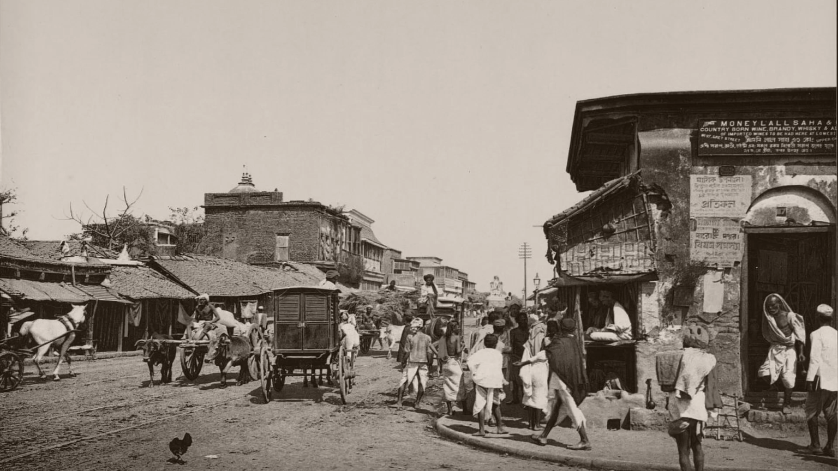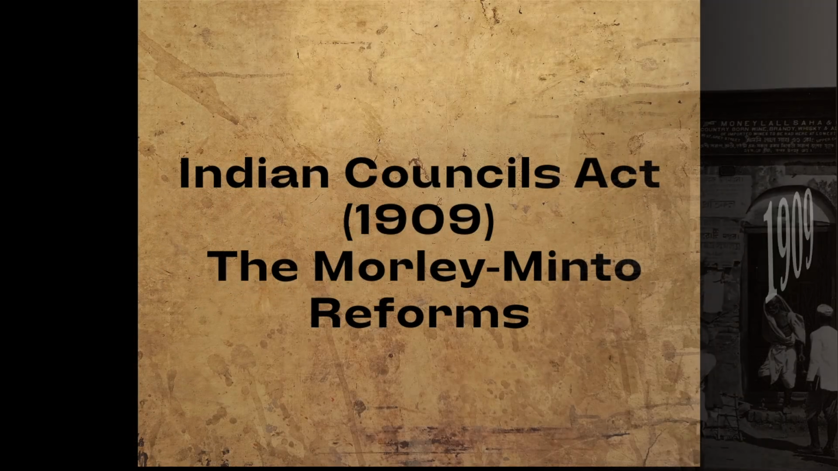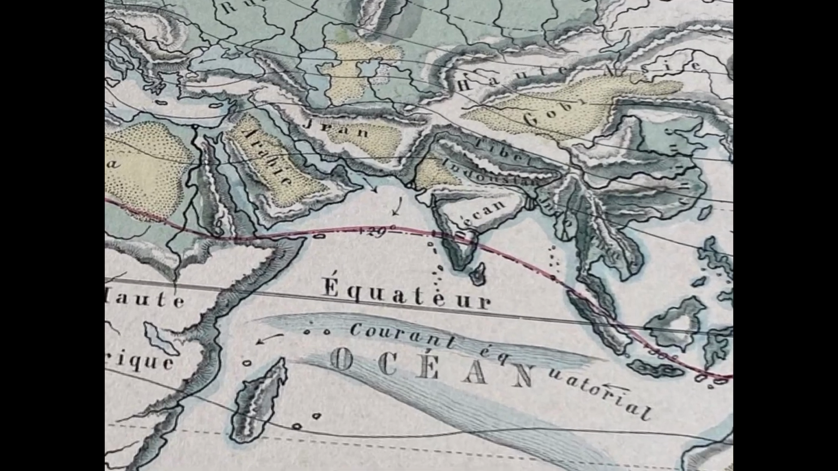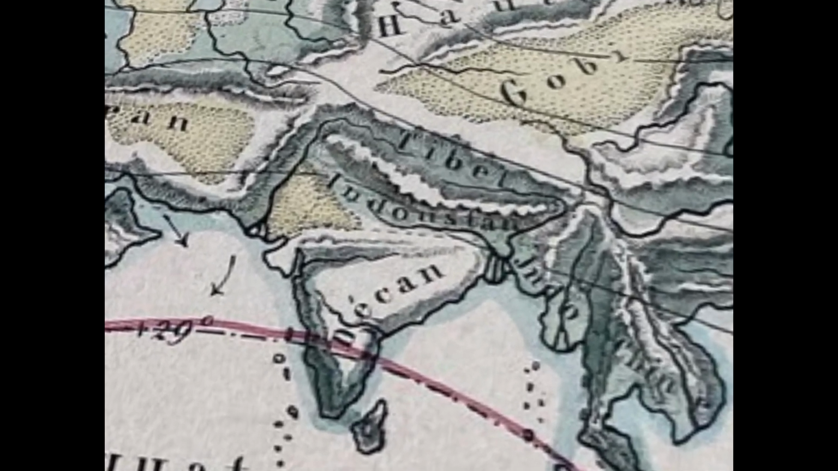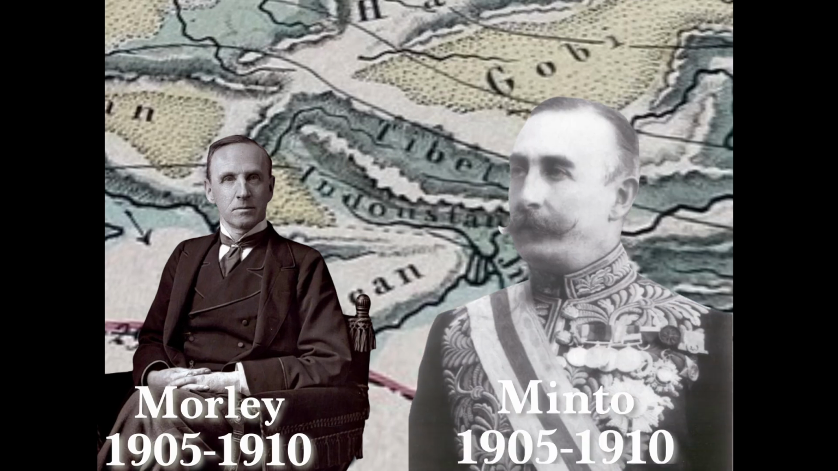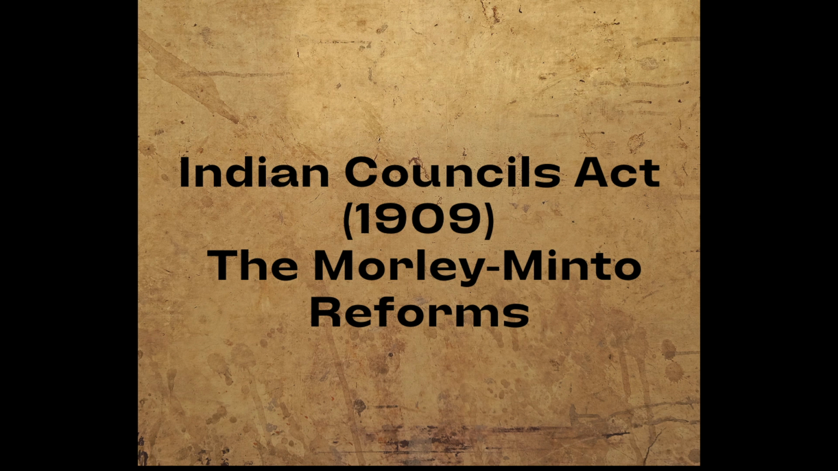Now we come to the year 1909. The Indian Councils Act of 1909, also known as the Morley-Minto Reforms, was a significant change in Indian governance. Named after Morley, who was the Secretary of State, and Minto, who was the Viceroy. This reform aimed to make the legislative process more inclusive.